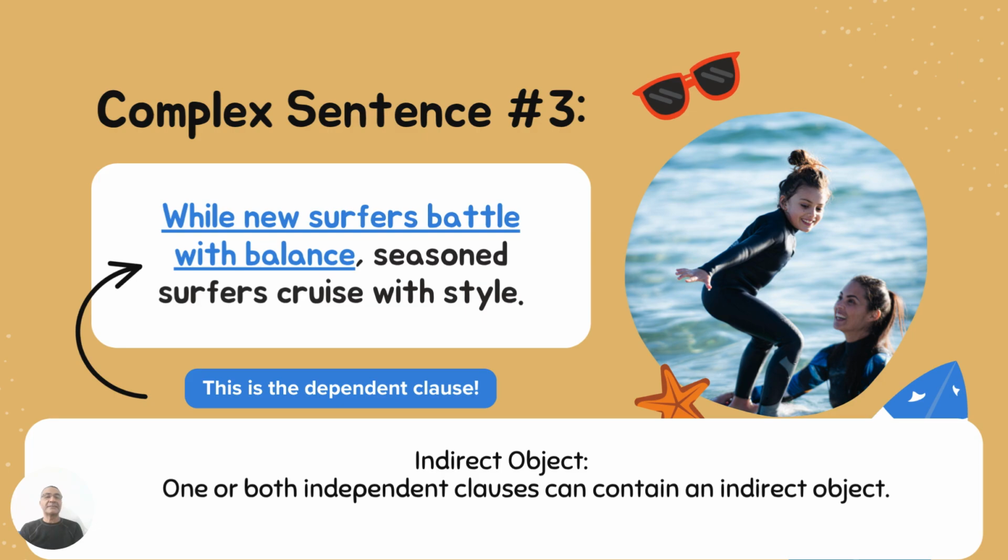Next, complex sentences. While new surfers wobble with balance, seasoned surfers cruise with style. This is the dependent clause. What is the indirect object? One or both independent clauses can contain an indirect object.